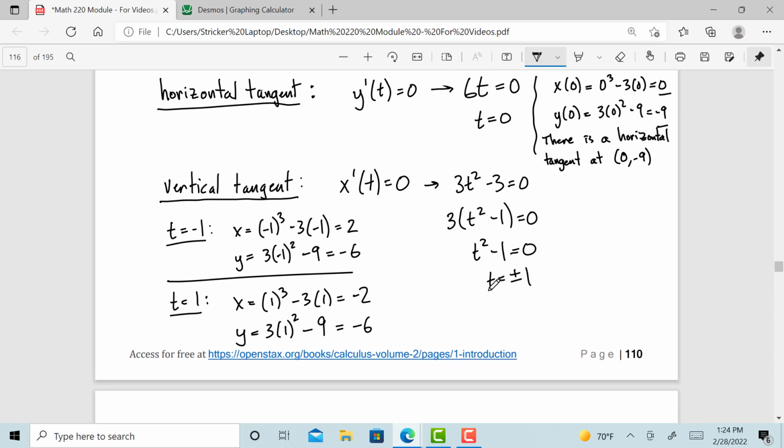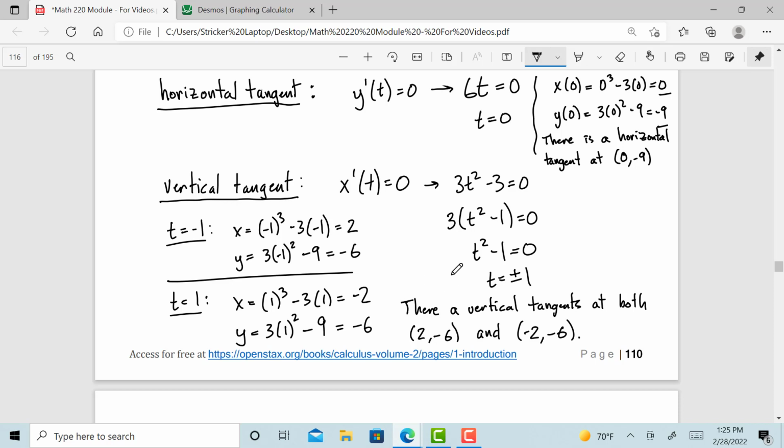So we can say there are vertical tangents at both (2, negative 6) and (negative 2, negative 6). And that's a good couple examples there of how we deal with tangent lines and how we find the derivative.